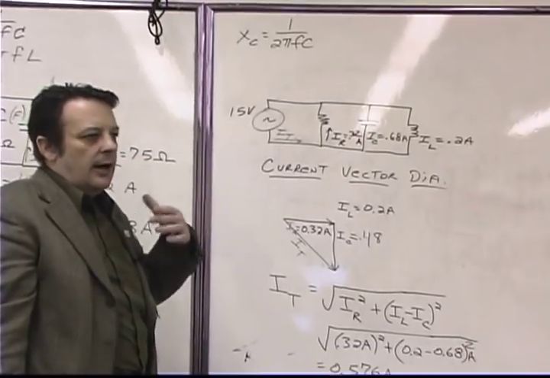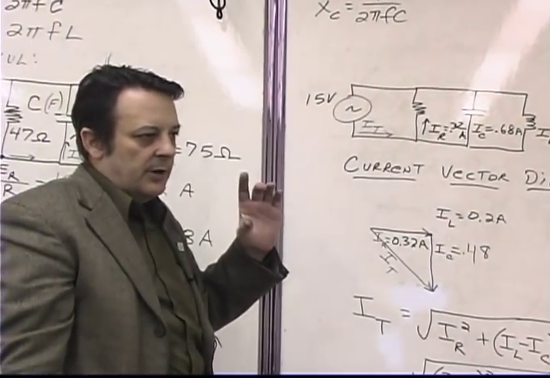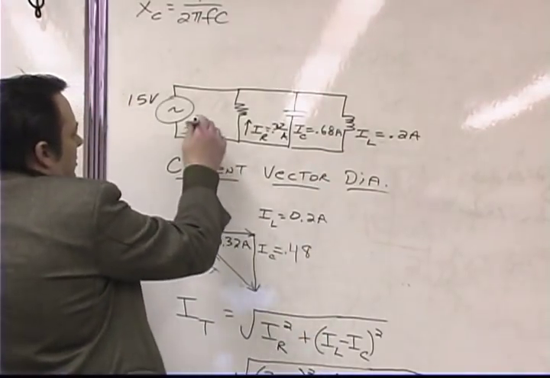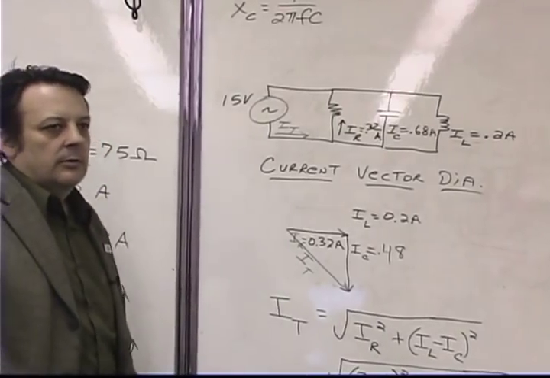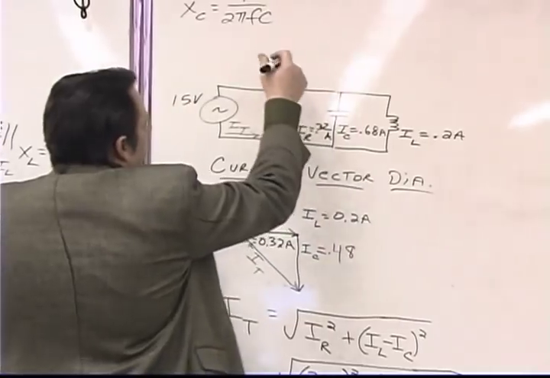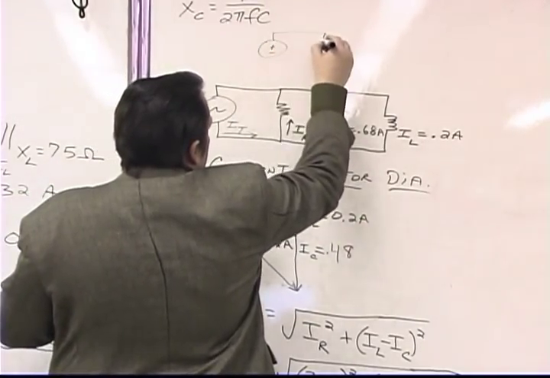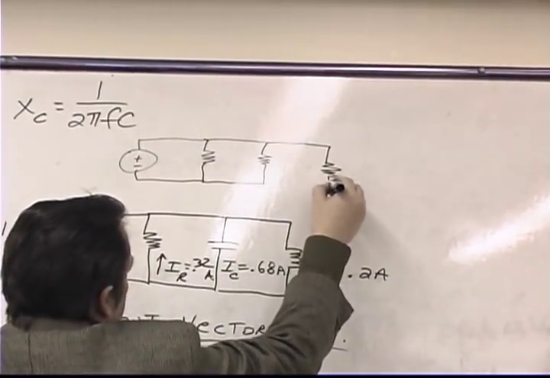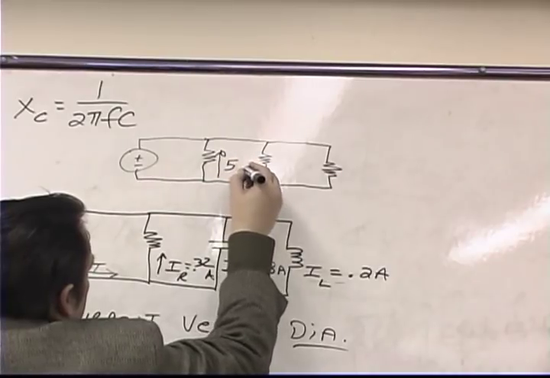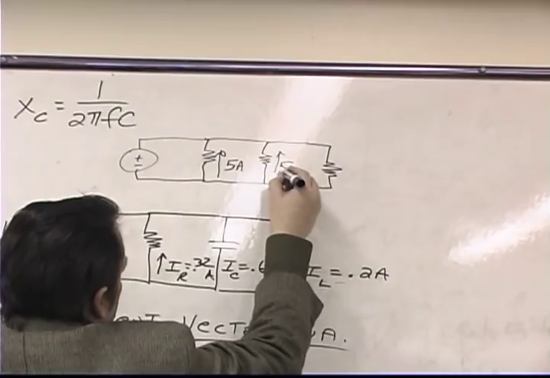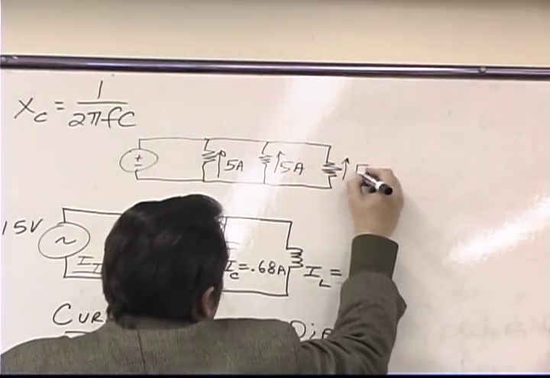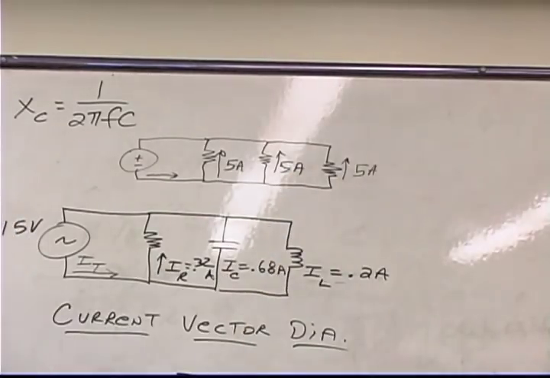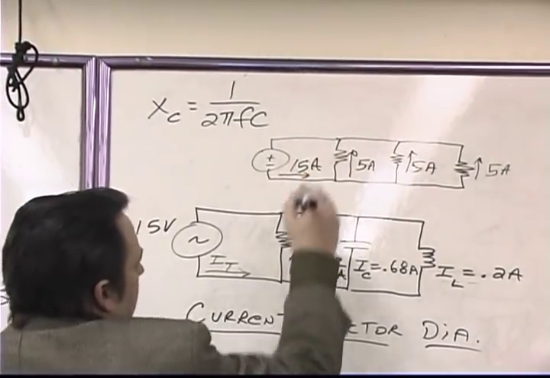If we had, let's just say, hypothetically, a DC circuit with a DC power supply, and I told you that there was 5 amps here, 5 amps here, and 5 amps here, then how much current would be flowing from the source? Let me draw it. If I had 3 resistors, and this guy was 5 amps, this guy was 5 amps, and this guy was 5 amps, then the total current flowing from the source would be 5, 10, 15 amps, right? 15 amps. And that would be accurate, okay?